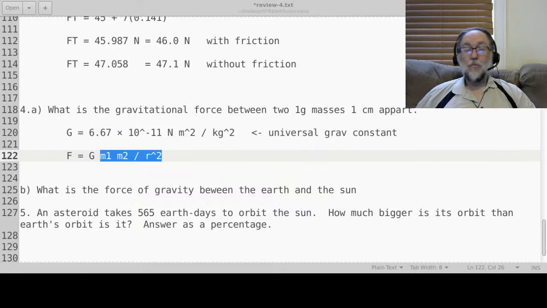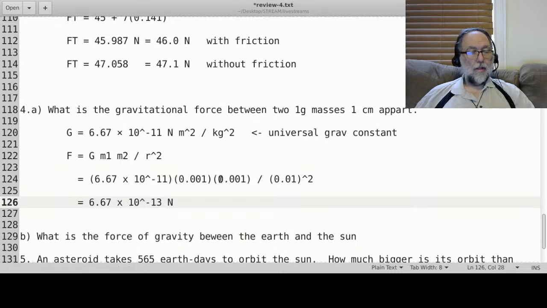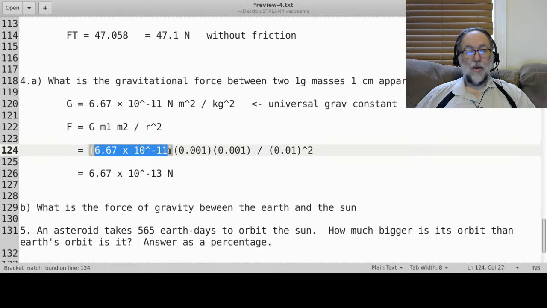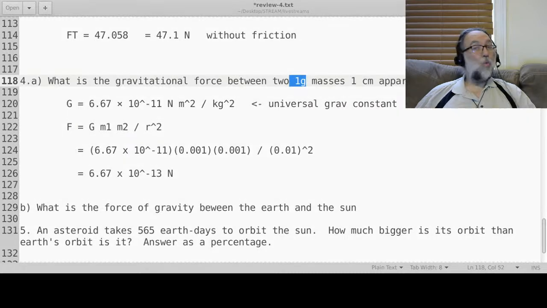If we plug in all the numbers here, we have to convert to MKS. Here's what we get. For the capital G, we plug in the universal gravitational constant. For M1, I told you it was 1 gram. We have to work in MKS, so you have to convert from 1 gram to kilograms. A gram is a thousandth of a kilogram, so it's going to be 0.001.